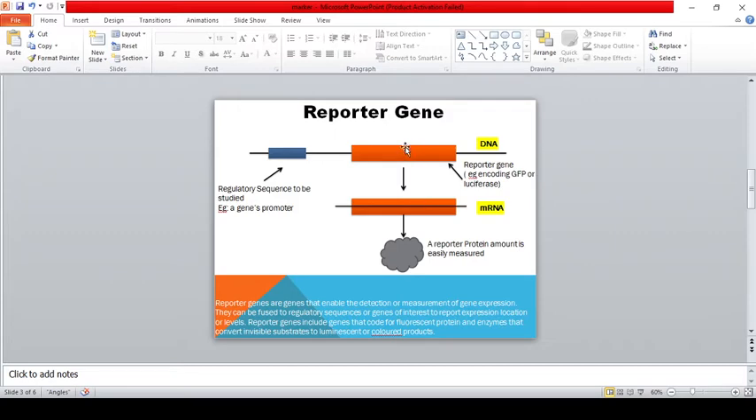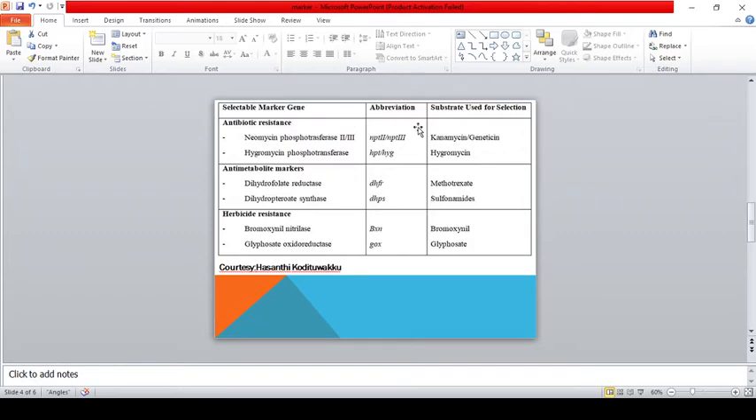The reporter gene is in orange color and this blue color may be the gene of our interest, or it may be a promoter or any other regulatory sequence. We need to fuse the reporter gene along with the regulatory sequence or gene of interest. So when this DNA is converted into mRNA and protein, the reporter protein level can be easily measured, that is, by using fluorescent probes or enzymatic methods.